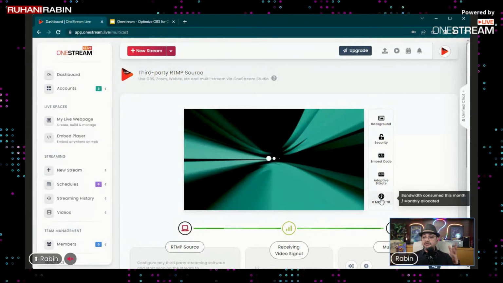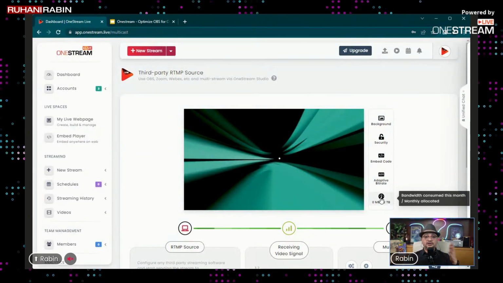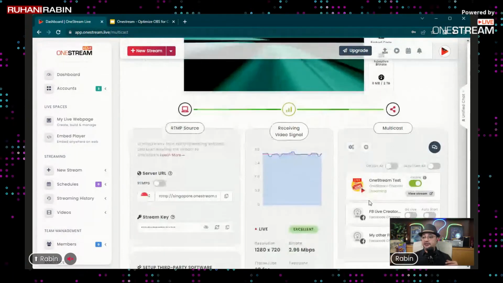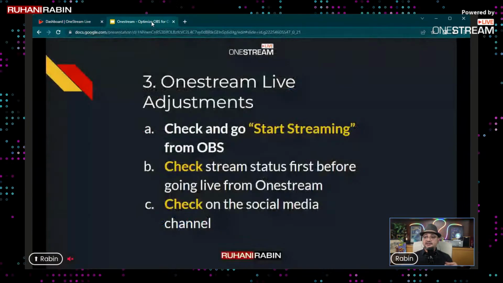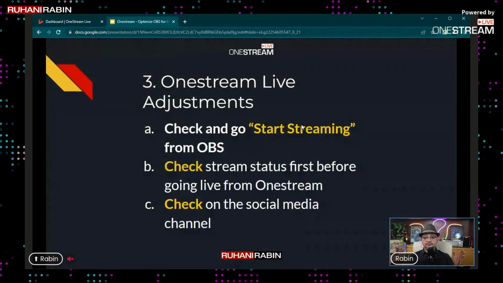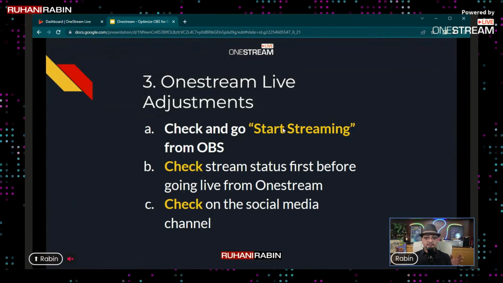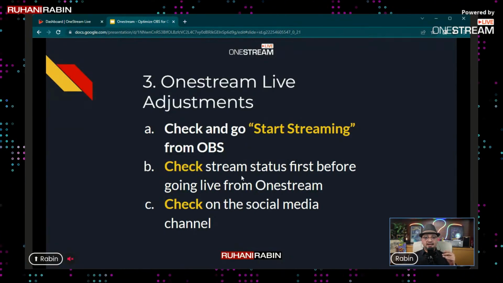This is just your bandwidth meter, showing how much you have consumed this month. So once all of this is done, first you did what? From OBS, start streaming, the button on the right. Then check the stream status first.